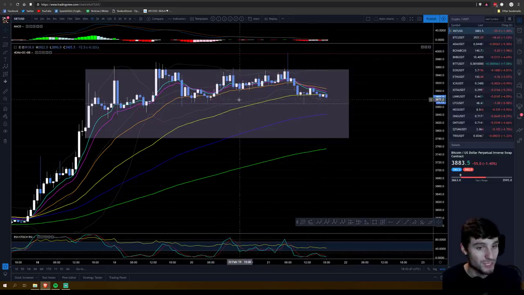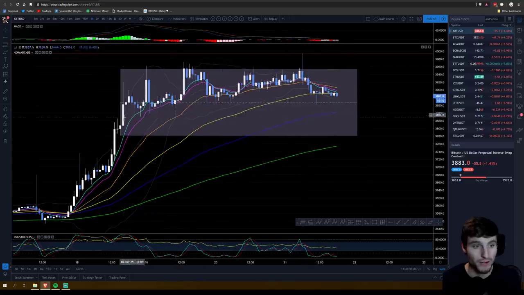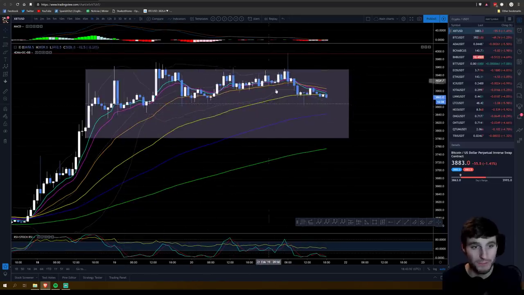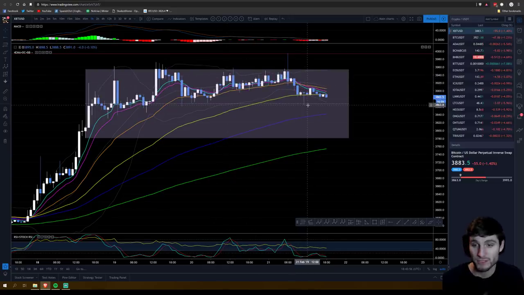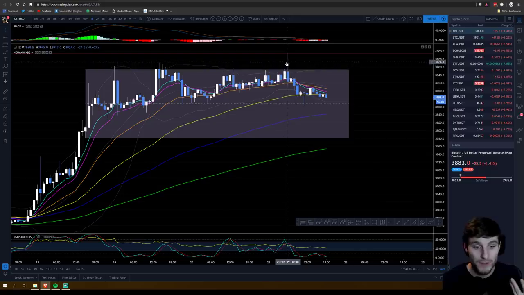Okay, so that was the smaller look at Bitcoin. Really simply, I'm just scalping between the ranges. And while Bitcoin holds the range, for me it's a great opportunity to be scalping altcoins. So this morning when Bitcoin moved up here, I had my alert go off.